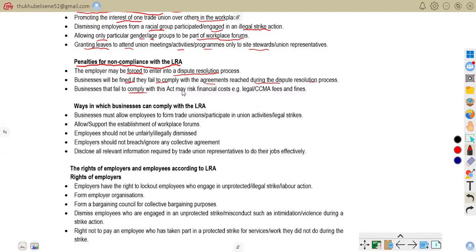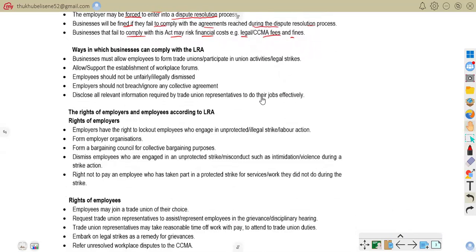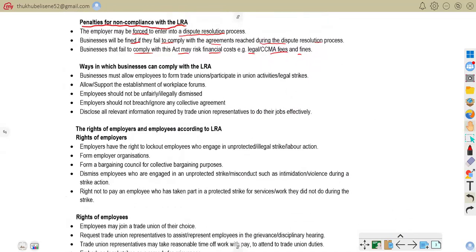Businesses that fail to comply with this act may risk financial costs, legal or CCMA fees, or fines. So risk legal fees and CCMA costs. So a company pays lawyers because it broke the Labor Relations Act. So now we come to ways in which a business can comply with the Labor Relations Act.